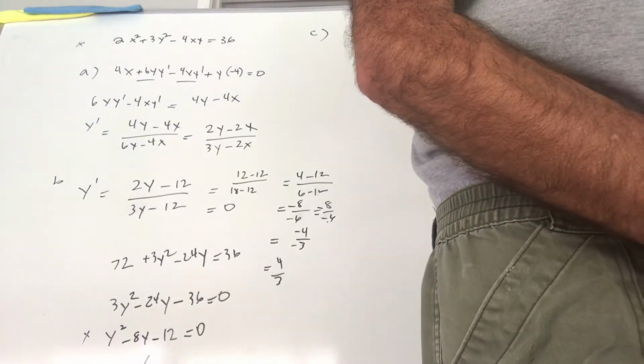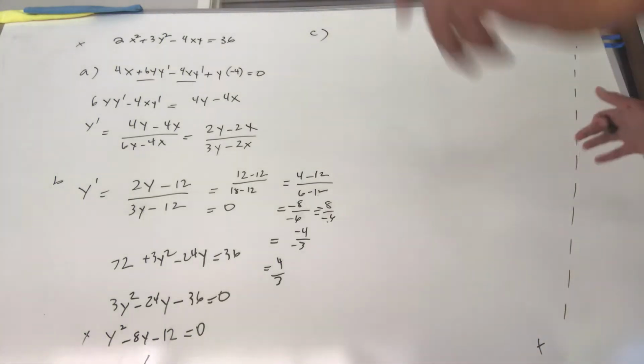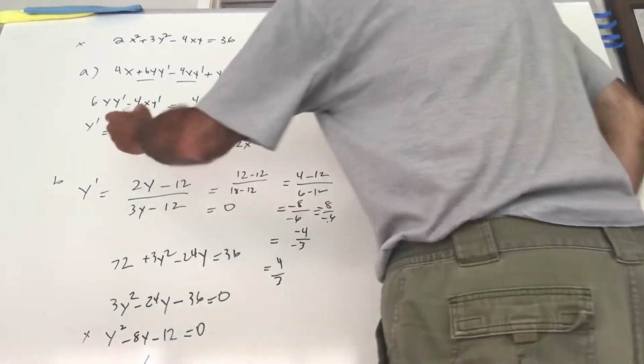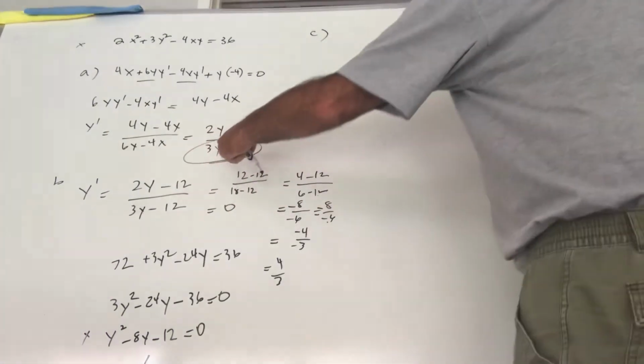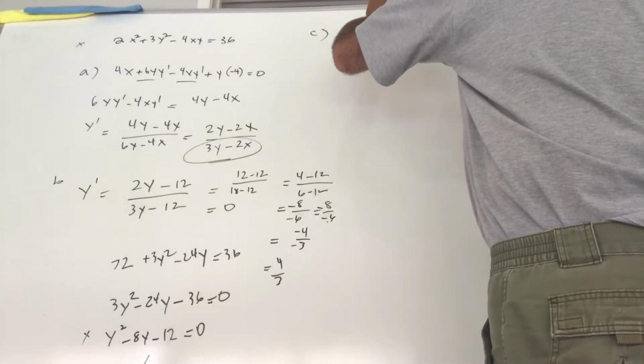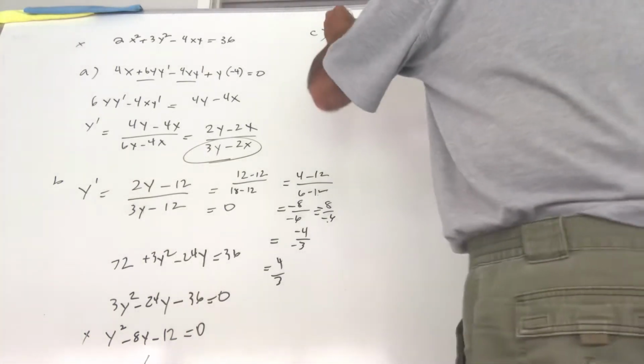Find all positive values of x where there's a vertical tangent. This isn't too bad, but it's somewhat similar. The key here, where's the vertical tangent? When the denominator is 0. When 3y minus 2x equals 0. The problem is, when is that going to be true? Ah, crap, I don't know.